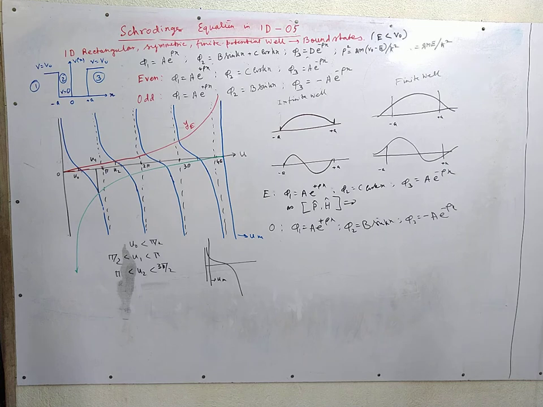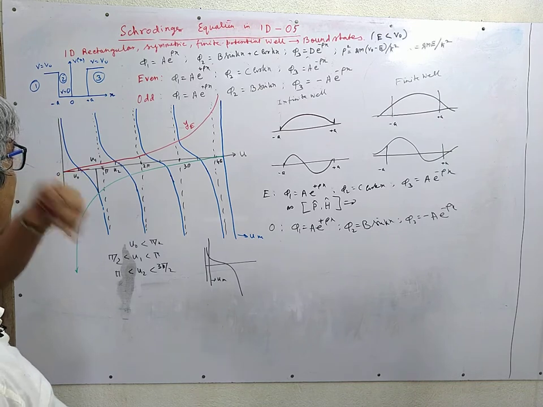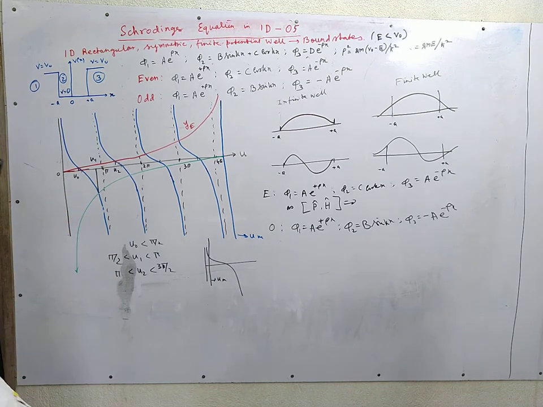Before proceeding further, let me first recapitulate what we did in the last lecture, that is the fourth lecture on the Schrodinger equation in 1D. For a symmetric finite potential well, we found that the solution decouples into two categories.